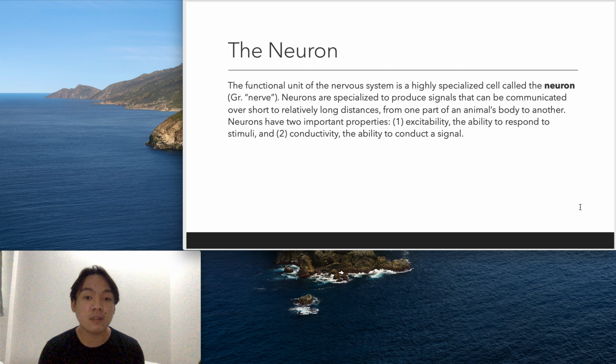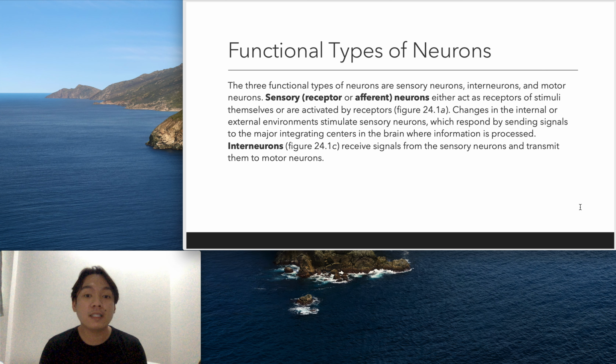And what are the functions of these neurons? It has two important properties. The first one is excitability, the ability to respond to stimuli, and the second one is conductivity, the ability to conduct a signal. So we have functional types of neurons. You have three functional types of neuron: the sensory neuron, interneuron, and the motor neuron.